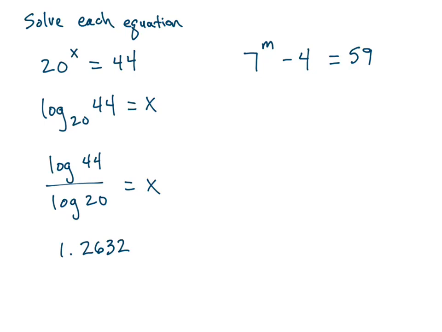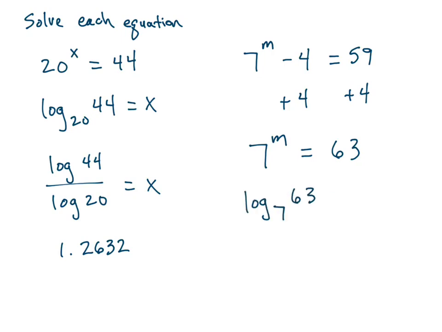This one, the exponential equation, the m is up in the exponent, but the base is 7. I have to get that 7 and the m all by itself first. So I need to get rid of that 4 before I convert this to logarithms. So I'm going to go ahead and add 4 to both sides, and it'll be 7 to the m equals 63, and then I'll convert that to logarithms.